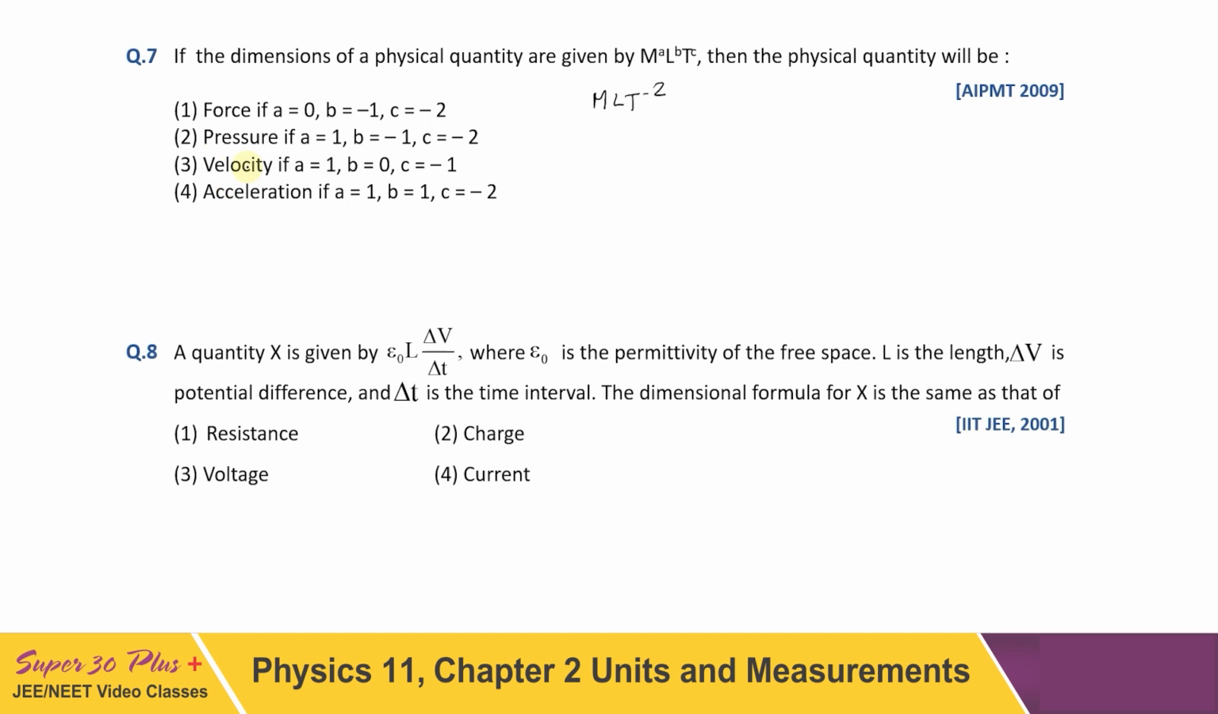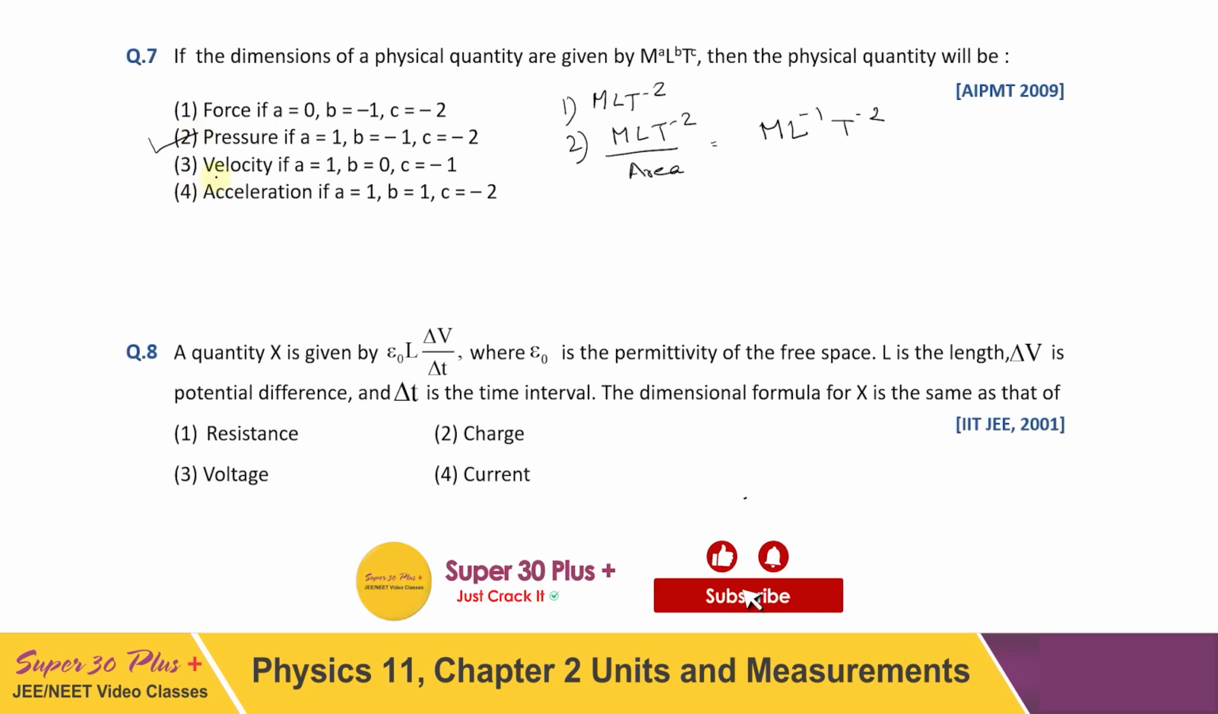Next is pressure. Now write the dimensional formula for pressure. That would be force upon area. So this is MLT^-2 upon area. If we write the dimension, it would be ML^-1T^-2. Now check whether this is correct. Yes, it seems to be correct because the value of a is 1, the value of b is -1 and the value of c is -2. So this one is correct. Now there is no need to check further option 3 and option 4. Come to question number 8.